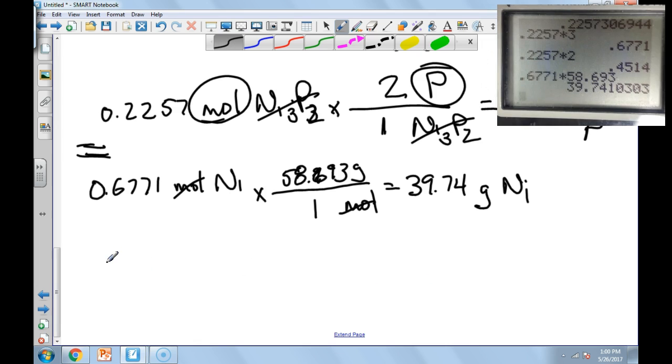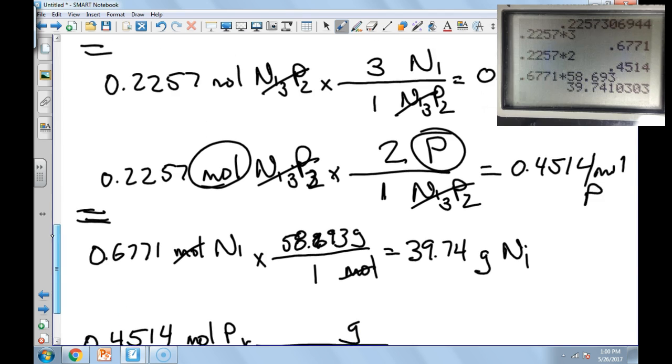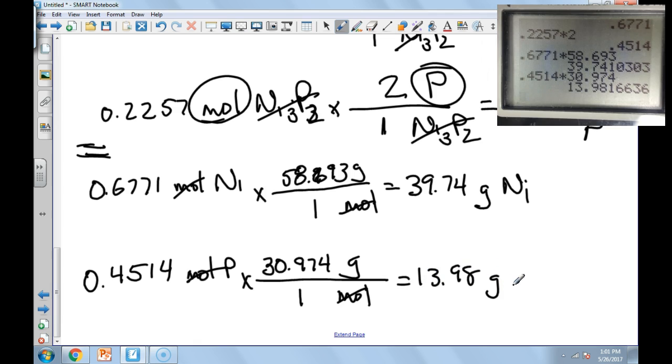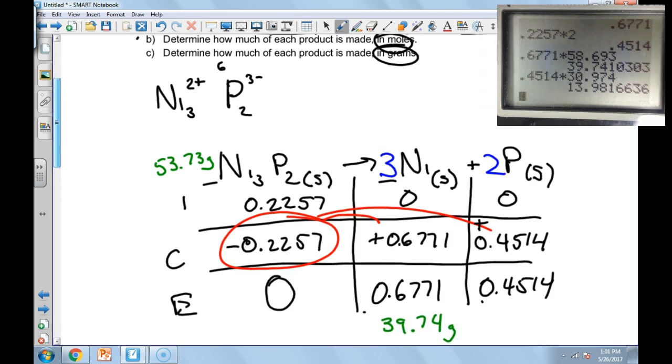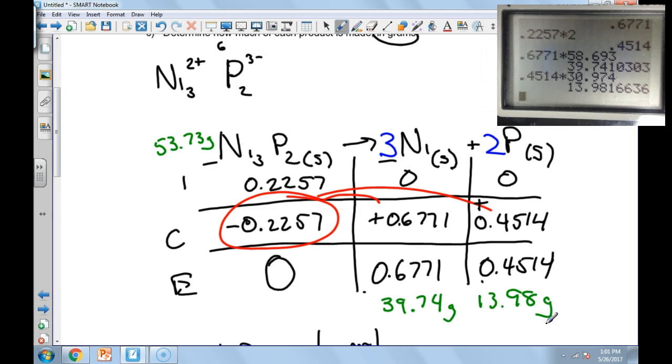Okay, now the second one is moles of phosphorus. So it's 0.4514 moles of phosphorus. We're going to X line this guy. Again, moles on the bottom, grams on the top, and we're going to use the molar mass of phosphorus, which we have is 30.974. So for every 1 mole, we have 30.974 grams. Moles cancel, and we're left with grams of phosphorus. So we do 0.4514 times 30.974, and we get an answer of 13.98 grams of phosphorus. So I'm going to go up here, again a little different color. So this is 13.98 grams.